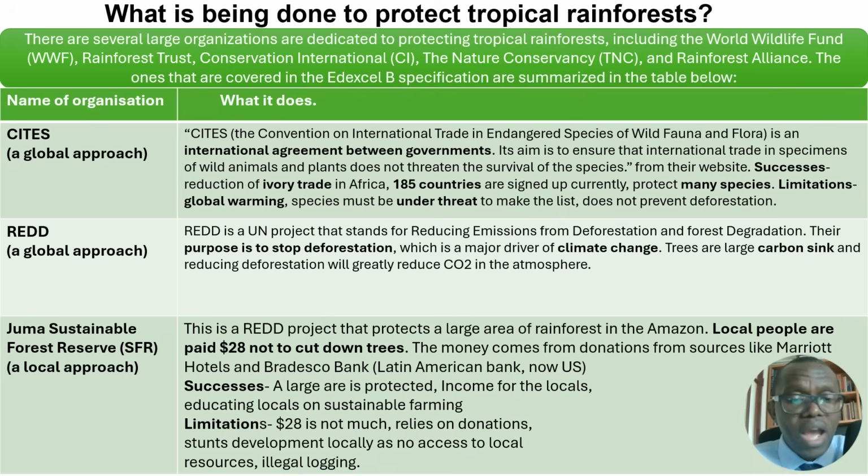Okay, so the third approach here, or organization, is more of a local approach rather than a global approach. So this is not between countries, but within countries. And this is the Juma Sustainable Forest Reserve, the SFR. So this is actually a REDD project that protects a large area of the rainforest in the Amazon. So this is specifically local to the Amazon.